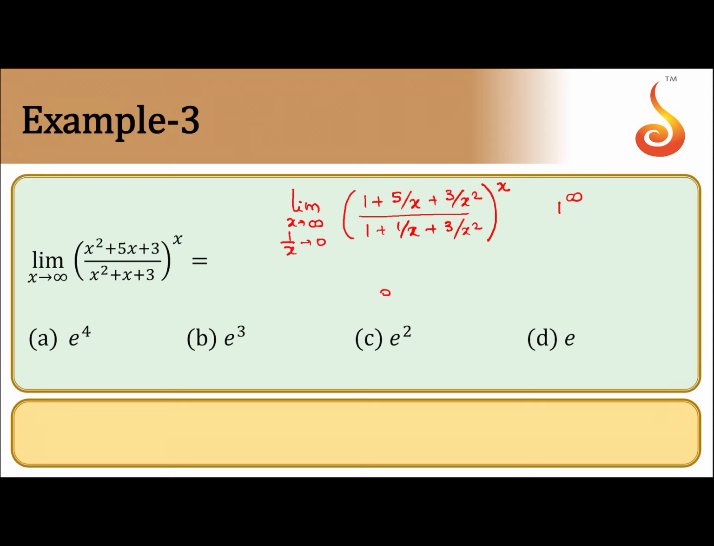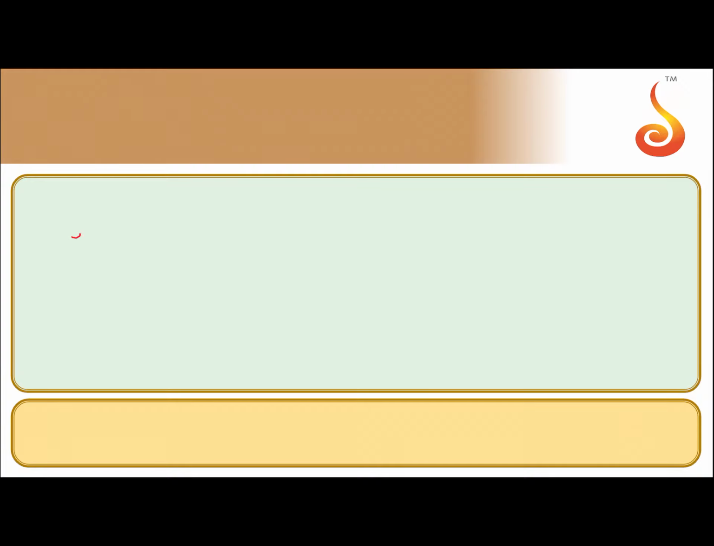So whenever we have 1 to the power infinity form, what do we do? e to the power limit x extending to infinity g of x into f of x minus 1. So here this is f of x and this is g of x. So applying the same concept, what do we get?